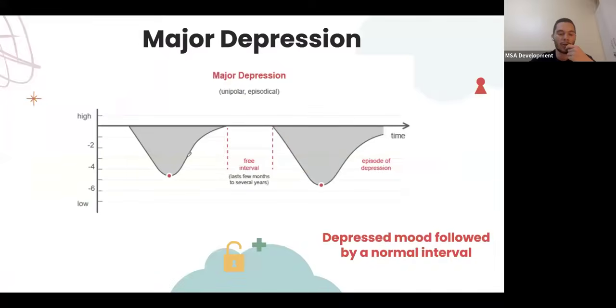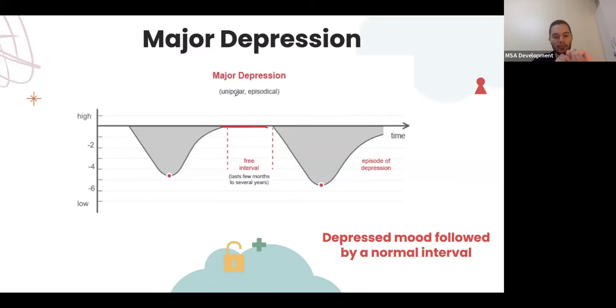So what is major depression? It is basically the feeling of depression, and then it comes back to a normal interval. And then it depresses again and comes back to a normal interval. Right. So, stuff to remember for the exam.